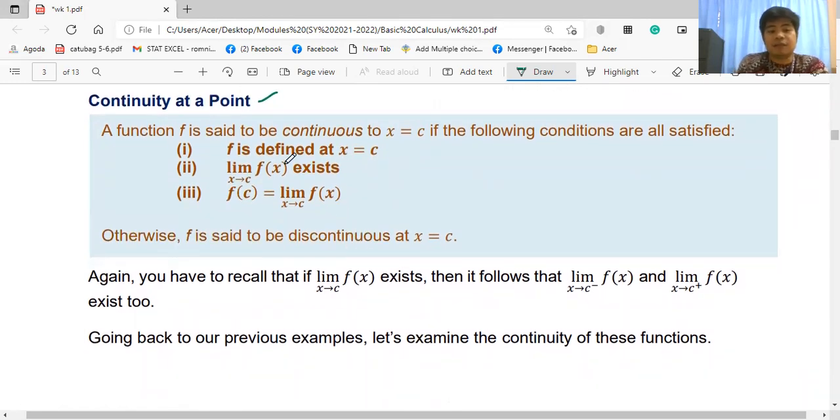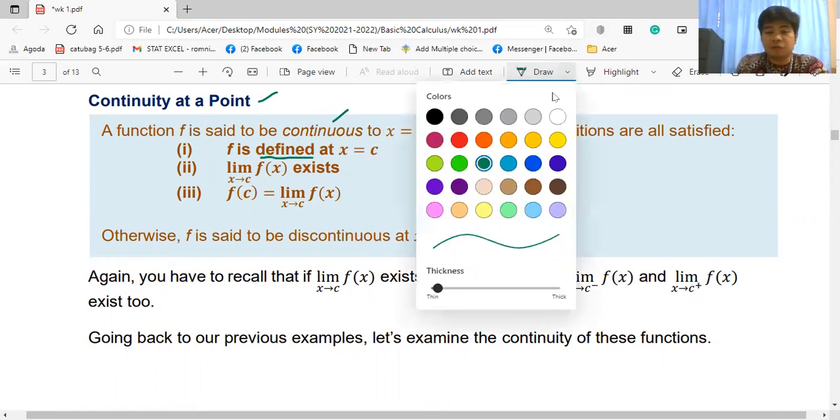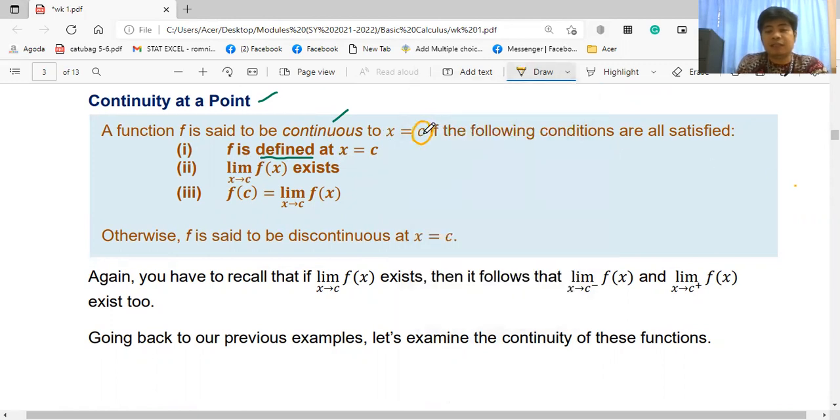A function f is said to be continuous at x equals c if the following conditions are all satisfied. First, f is defined at x equal to c. Don't be confused, because this c just indicates a number on the horizontal real number line. The term defined means there is a real value when we substitute c into the given function. Second, when you solve for the limit of the function as x approaches c, it must provide a real value, meaning the limit exists.